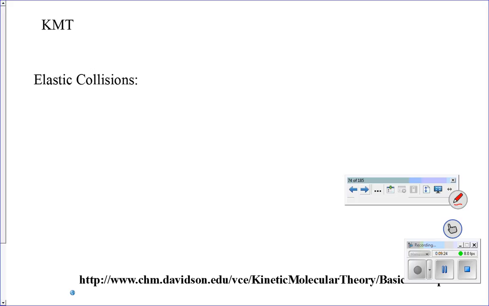And again, I just wanted to make sure that you kind of have an understanding of that elastic collision idea, which we did take a look at when we talked about this. Elastic collisions, remember, mean there's a perfect energy exchange, which doesn't really happen in real life.